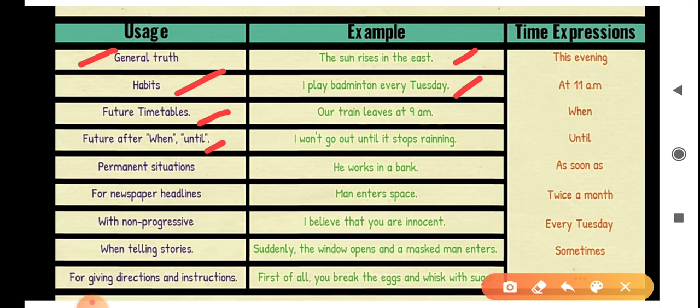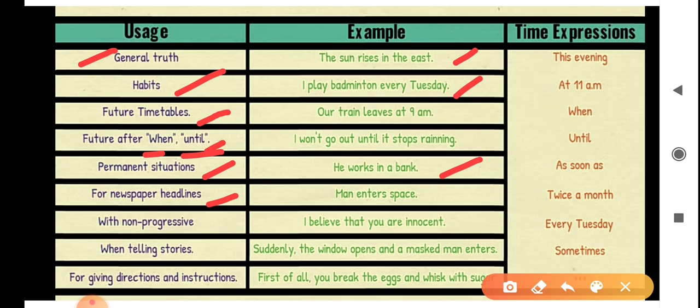When we frame a sentence with words such as when and until, and there is some future activity, we use simple present tense, as shown in the example, I won't go out until it stops raining. Permanent situation: for a permanent situation and permanent work, we use simple present tense. He works in a bank.